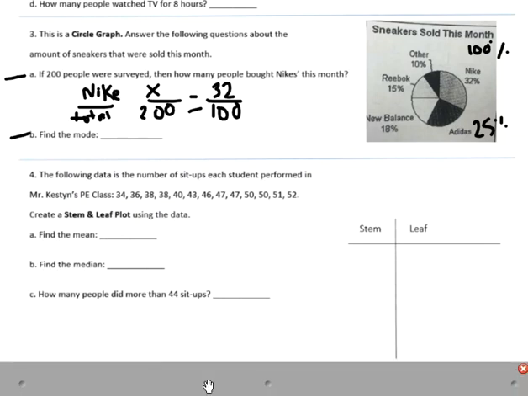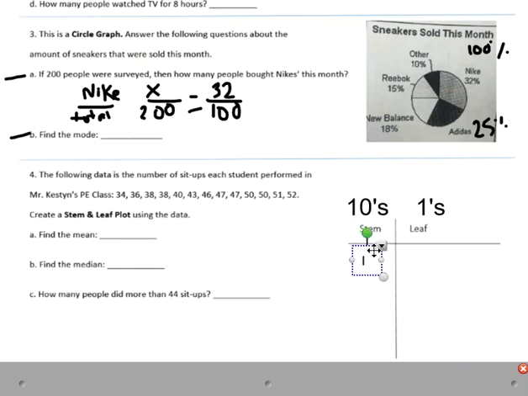Number 4 is a stem and leaf plot, which is actually one of my favorite graphs. So what we want to do for a stem and leaf plot is use the data and fill out. The stem is like your tens place. So I want you to write that in. This is like our tens place. And then the leaf is like our ones place, if we're talking about place value. Okay, so the following data is the number of sit-ups each student performed in Mr. Keston's class. So we're going to create a stem and leaf plot based off of that.